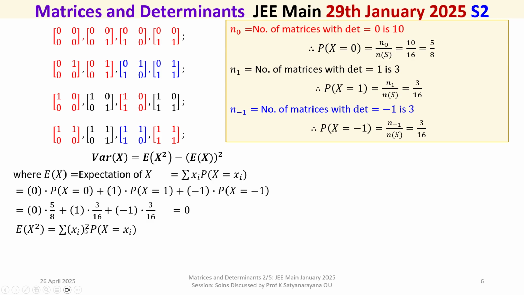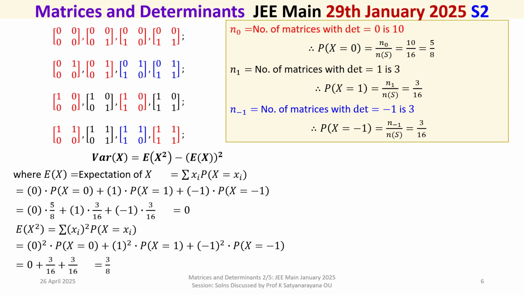So take the xi and square it. So it will be 0 square into probability of x is equal to 0 plus 1 square into probability of x is equal to 1 plus -1 square into probability of x is equal to -1. Substituting and simplifying, we will get 3 by 8. We are ready, and we can calculate the variance of x.